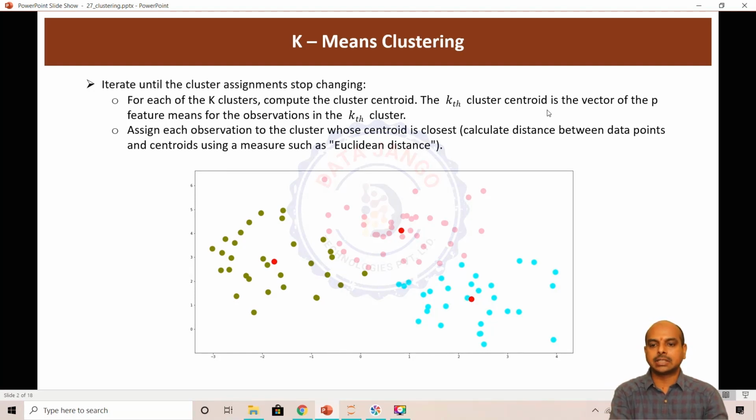The kth cluster centroid is the vector of p features, and assign each observation to the cluster whose centroid is closest. So it's going to calculate the distance between data points and centroids using measures such as Euclidean distance, and then it reassigns. This happens, iterate until the cluster centroid assignment stops changing.